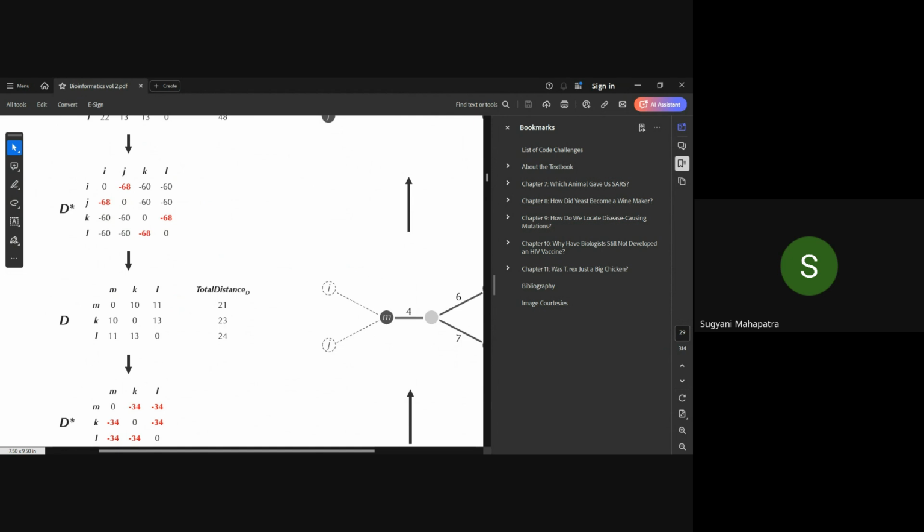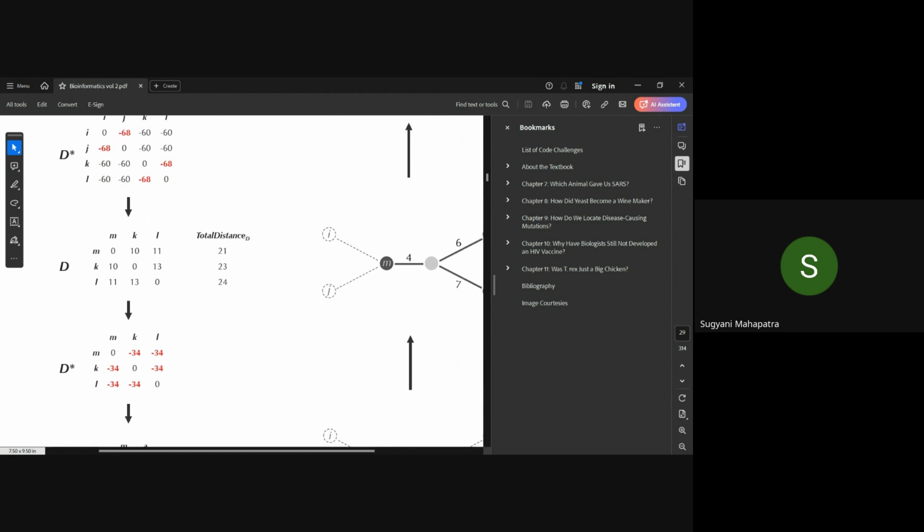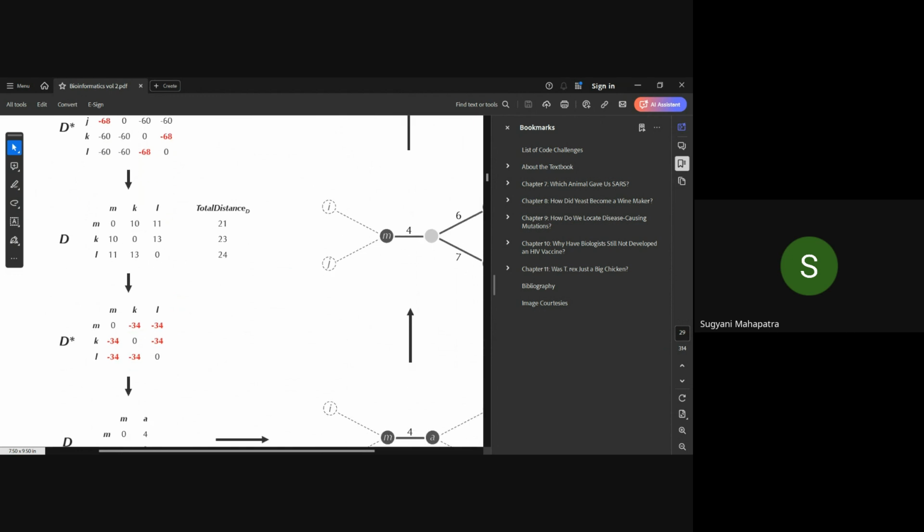So this is more like a clustering form of algorithm. We find that I and J have the minimum value, 68, in this D star matrix. So we remove I and J from the matrix and create what the book calls a cherry. We form a new node, named M, connected to both I and J, and then we calculate the distance of M to the other remaining nodes. That's all. Then we compute D star again and find the minimum.